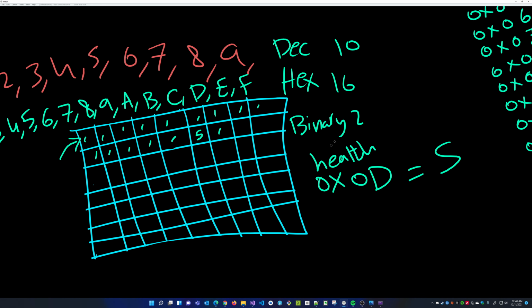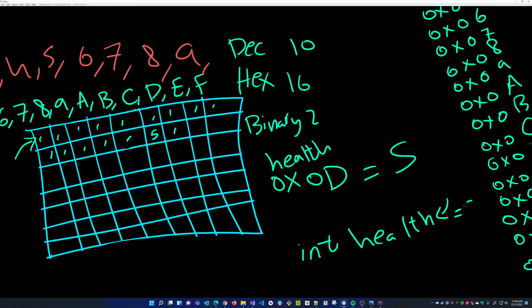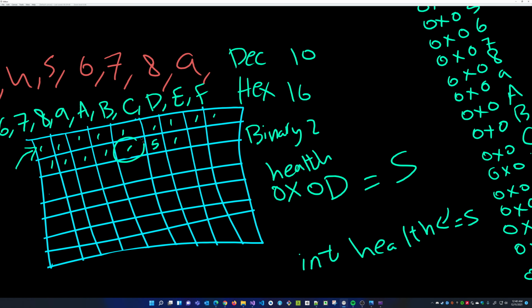So the variable name, whenever we say int health equal to 5, health is a nickname for a memory cell in memory. So the nickname of this cell is health. Its actual address is 0x0D.